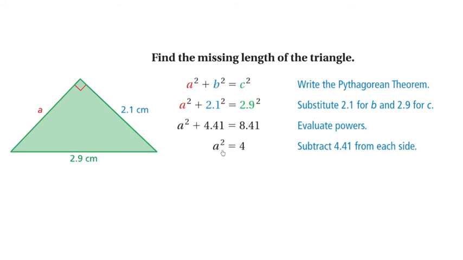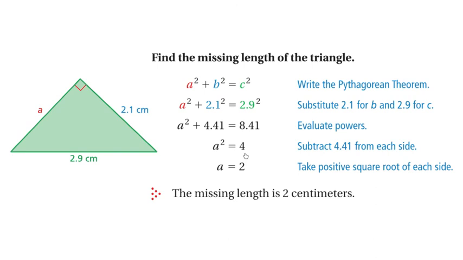Next, how do I get A alone? How do I get this square out of here? What is the opposite of squaring? Square root. So I'm going to take the square root of both sides. What's the square root of 4? In other words, what number times itself will give you 4? We know that 2 times 2 is 4. Therefore, the missing length is 2 centimeters.